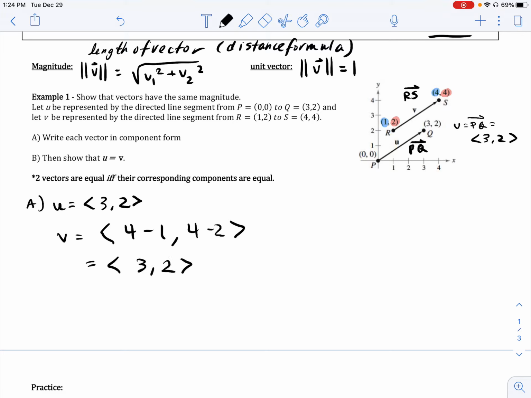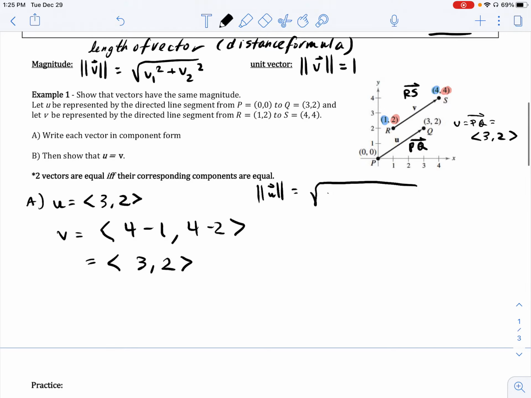You'll notice now that both vector u and v have the same component form. Well, what exactly does that mean? If two vectors have the same component form, it means two different things. Number one, their magnitudes must be the same. So if I wanted to find the magnitude of vector u, I can just apply the distance formula. This would be the square root of 3 squared plus 2 squared, since we've already found the component form, and that would be equal to radical 13.